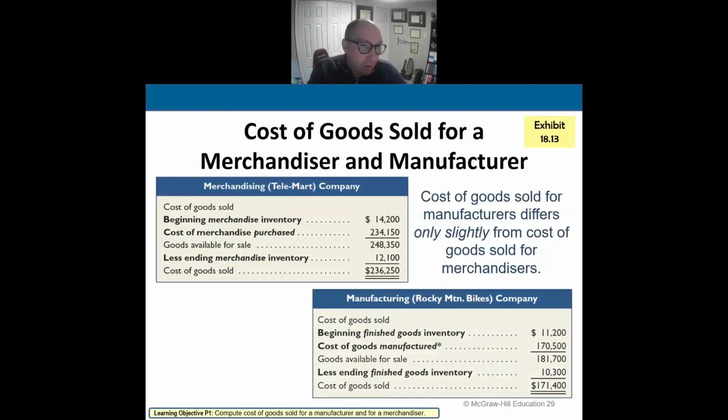We see that for a merchandiser, they start with beginning balance inventory plus purchases equals goods available for sale minus ending balance inventory equals cost of goods sold. For the manufacturer, beginning finished goods inventory plus the cost of goods manufactured equals the cost of goods available for sale minus ending finished goods inventory equals cost of goods sold. It's a nice visual representation.